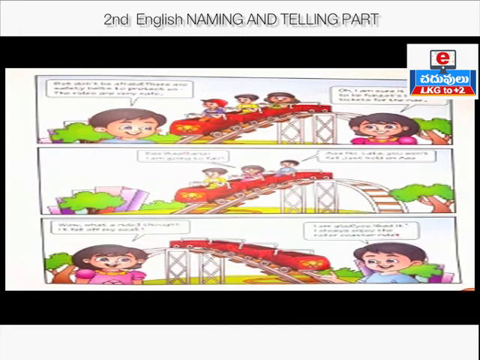Next, Tarun is saying like this. But don't be afraid. There are safety belts to protect us. The rides are very safe. Then Lata replied to Tarun like this. Oh, I'm sure it is going to be fun. Let's buy the tickets for the ride. And they went to ride, children. They got tickets and they are on the ride.